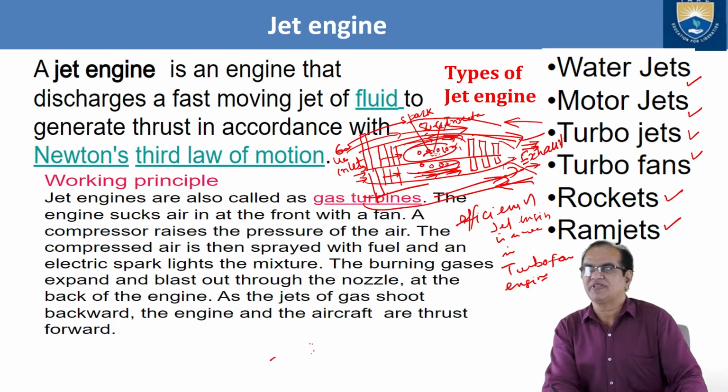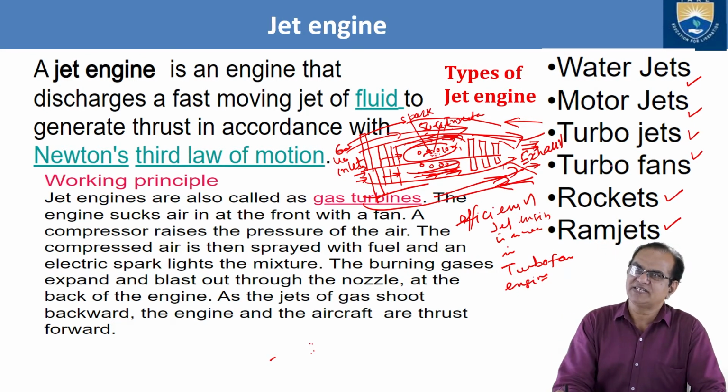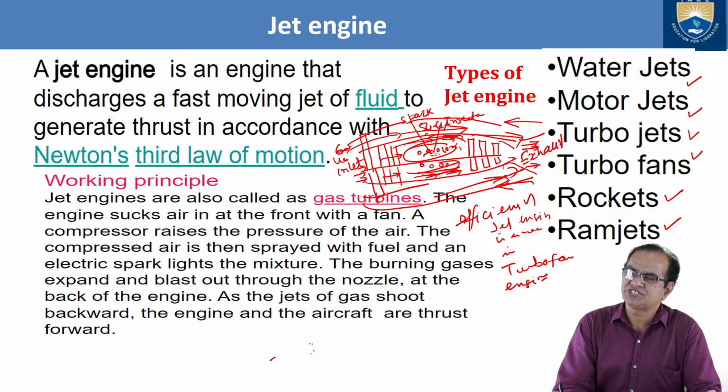So that is the purpose of the turbofan engine. In rocket engines, we use fuel and oxidizer inside the chamber, and these rockets are used for space missions. Ramjets are used for supersonic aircraft. If an aircraft is flying at supersonic speed, the supersonic missiles work under the principle of the ramjet, the ram air pressurization.